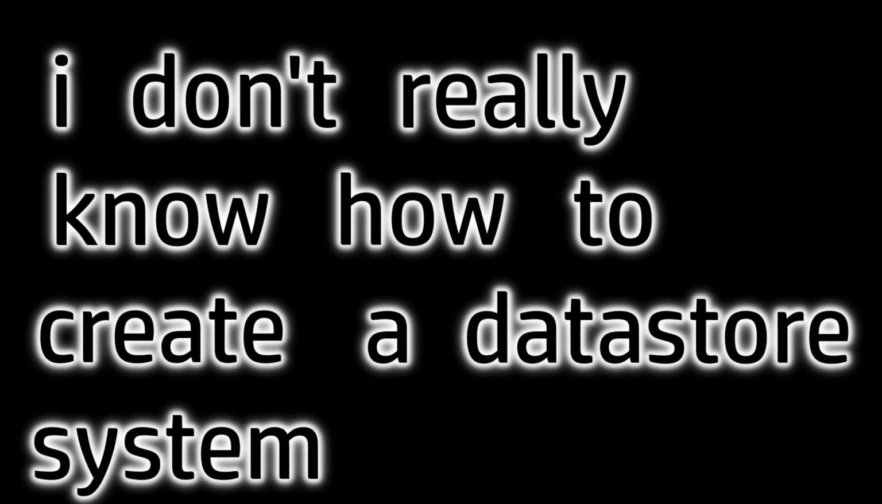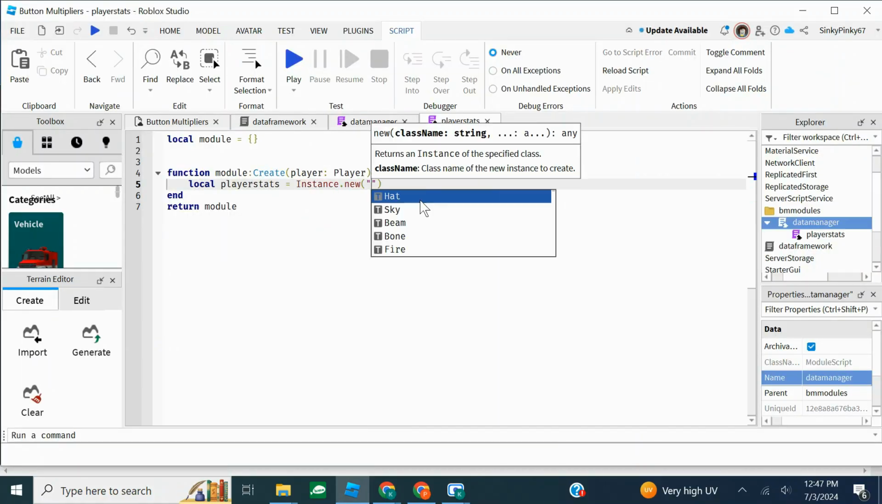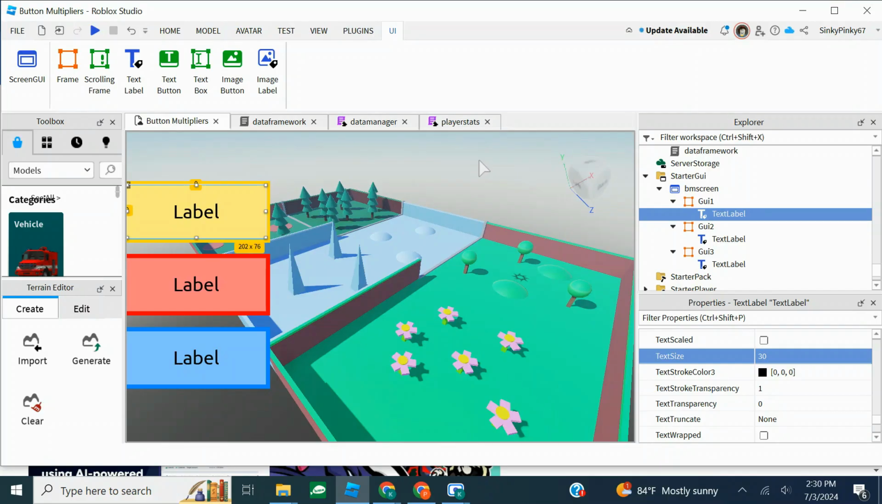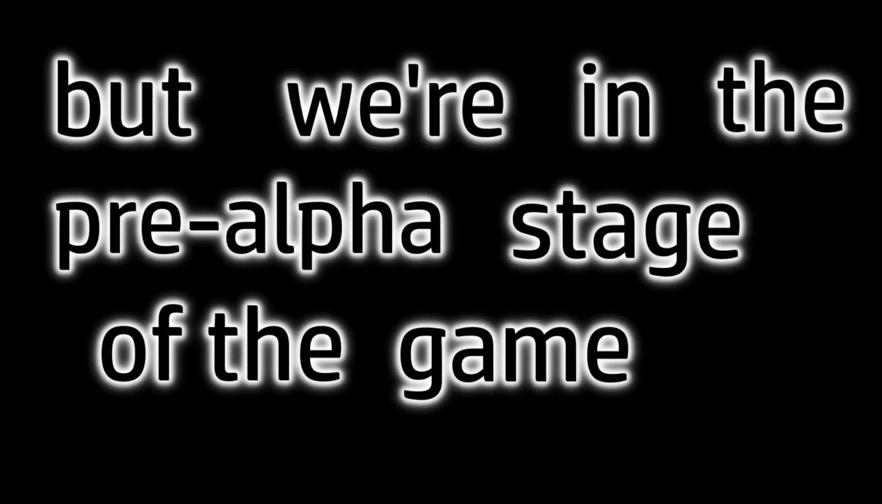I don't really know how to create a data store system, so there was a lot of back and forth between tutorials and scripting. I finished the data stores and it didn't throw any errors. Actually, it didn't throw any syntax errors, but it threw a lot of other errors. But I thought I was done, so time for the GUI. I did a static mock-up of the GUI. It doesn't look great, but we're in the pre-alpha stage of the game, so who cares, it'll get finalized soon.